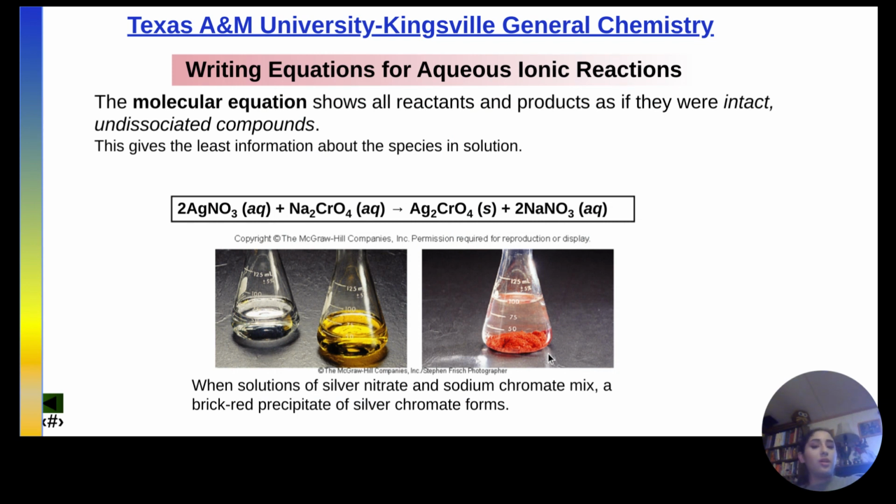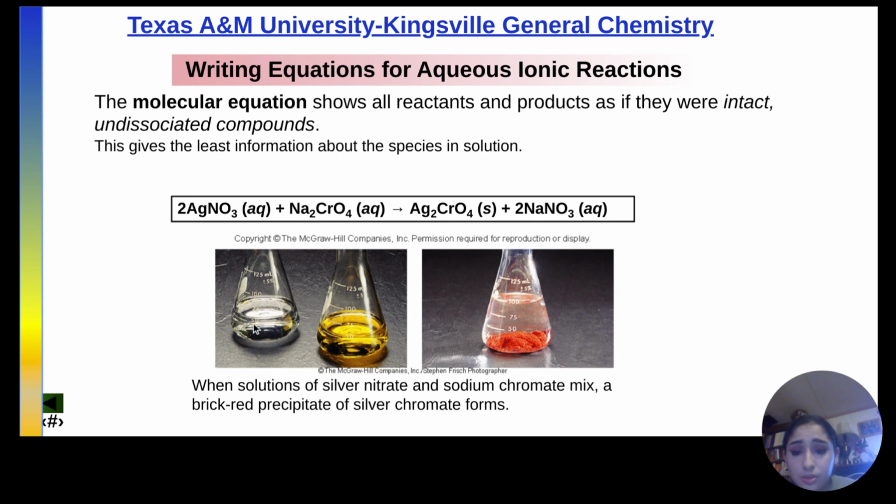Moving on to writing equations for aqueous ionic reactions, the molecular equation shows all reactants and products as if they were intact, undissociated compounds. This gives the least information about the species in the solution. So we have silver nitrate and sodium chromate, and they give us a solid and an aqueous. You can see there's a solid down here, and there we have our aqueous solution.